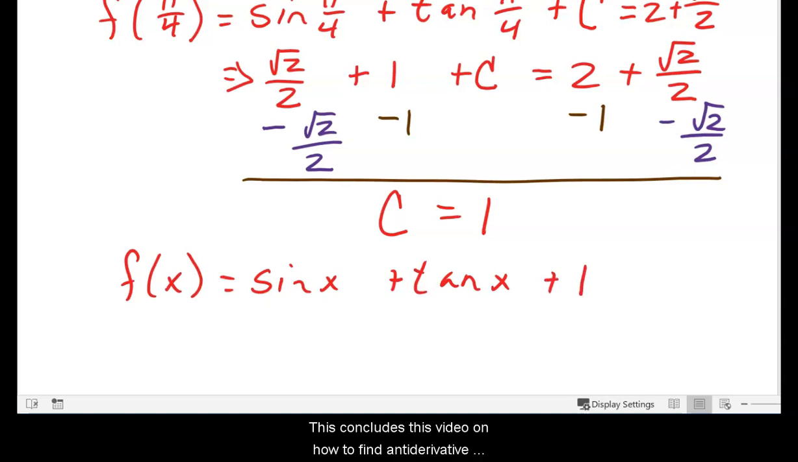This concludes this video on how to find antiderivatives based on section 4.10 from the OpenStax Calculus book, Volume 1.